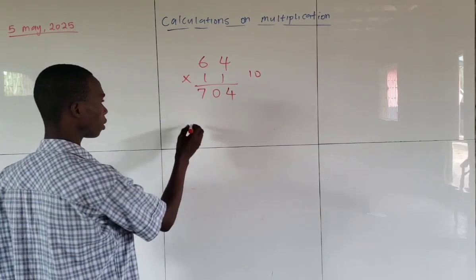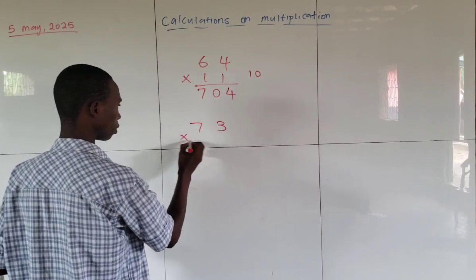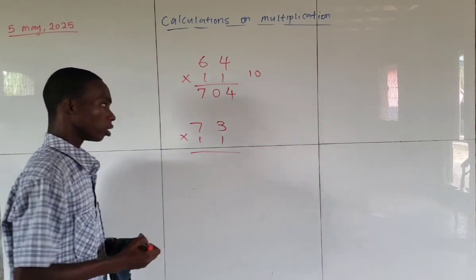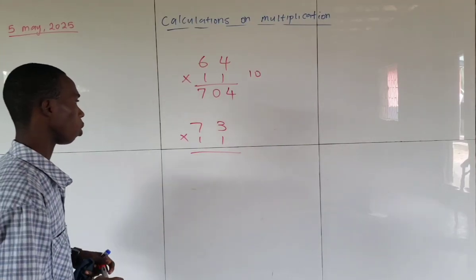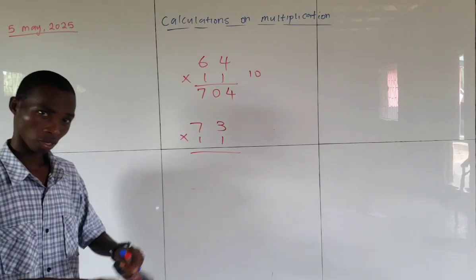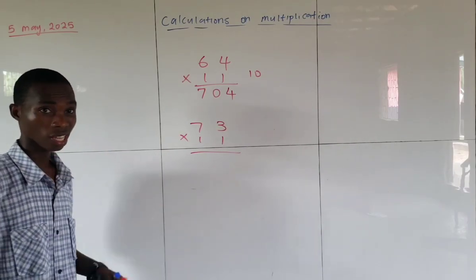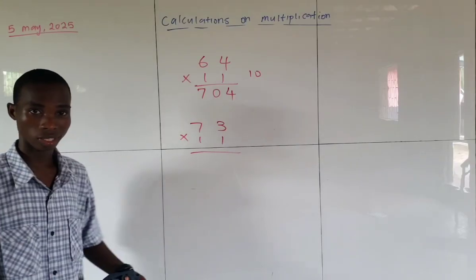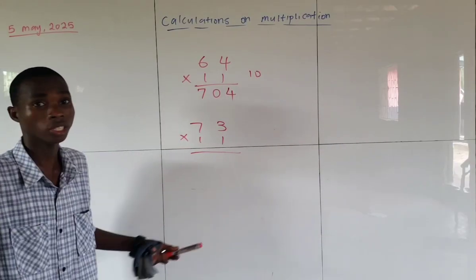Now, the same thing is applicable to others. If we have, let's say, 73 times 11. Now, if you have 73 times 11, your answer here will be 803. You are seeing that I'm very fast in terms of calculating this. I'm not writing anything, but I just meditate it and then calculate very fast. So our answer here is 803.